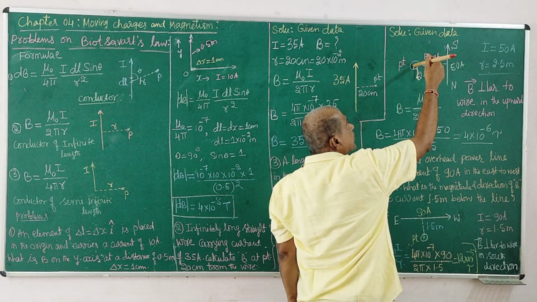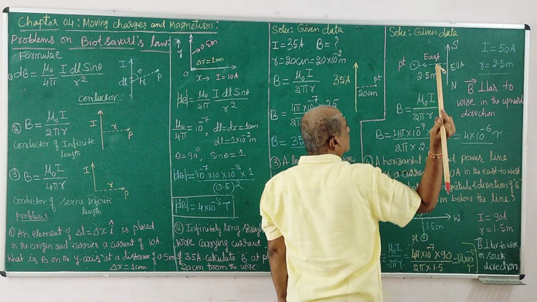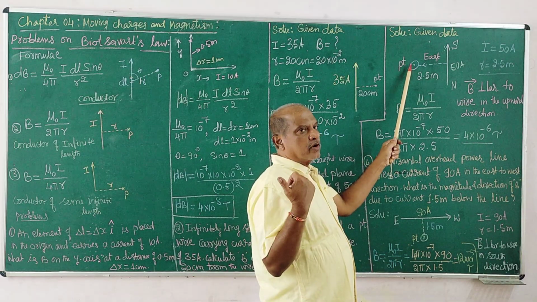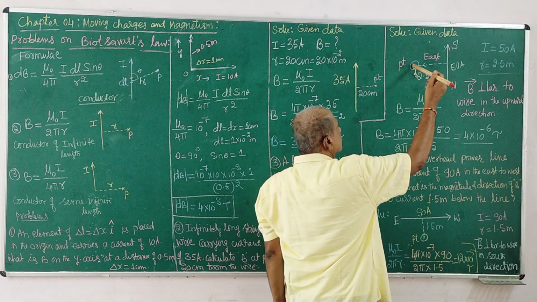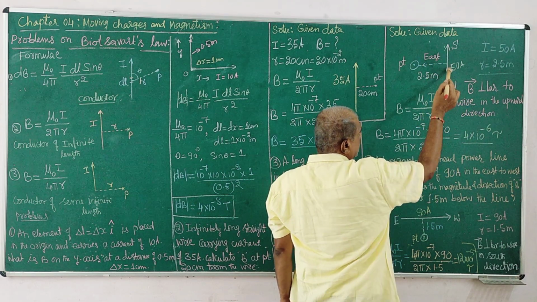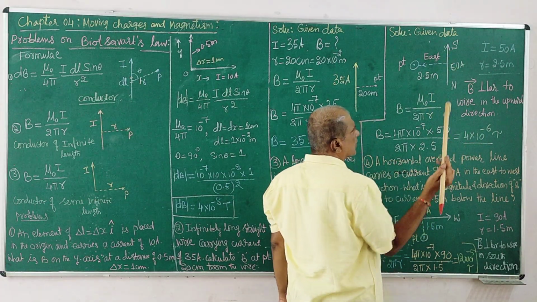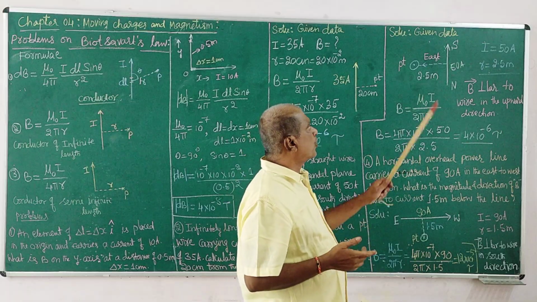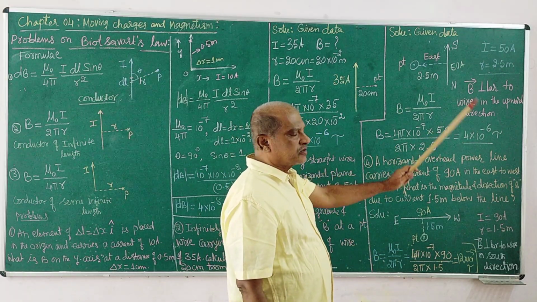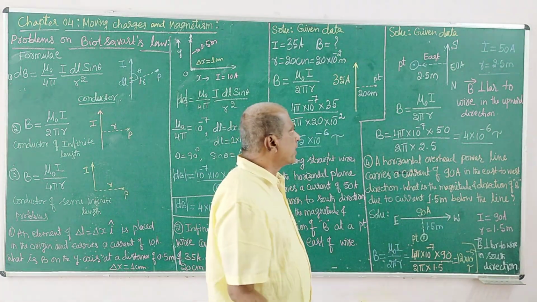The direction of the magnetic field is perpendicular to the plane, in the upward direction. That is outward. This symbol indicates the direction is outward. That is the direction of the field. B is perpendicular to the plane, in the upward or outward direction. So direction we always get by using the right hand rule, and the magnitude by using the equation.